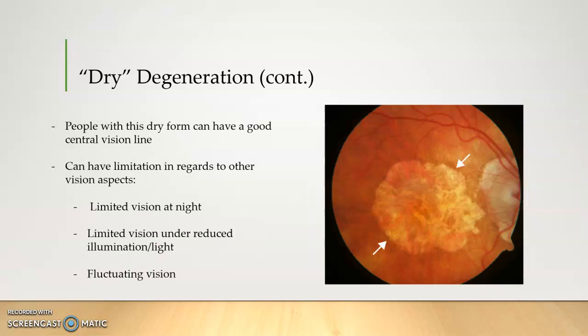People with this dry form can have a good central line of vision, but their vision is impacted in other aspects. So they have limited vision at night, limited vision under reduced illumination or light, and fluctuating vision in general. Again, in the picture, you can see that there's even more drusen in the center of the eye. So you can assume that this is a very late form or late intermediate form of macular degeneration.